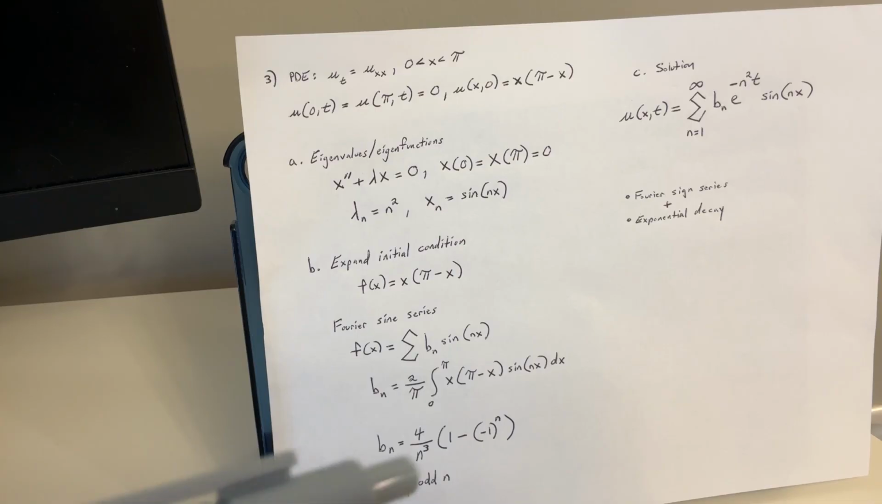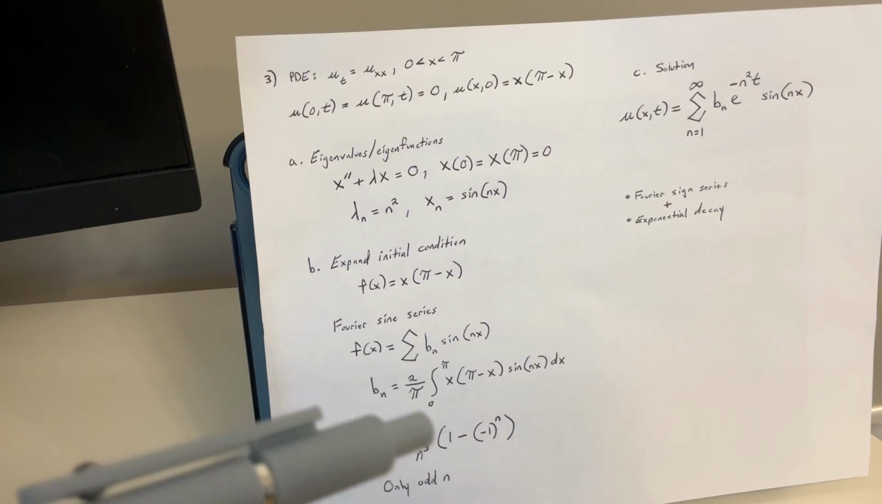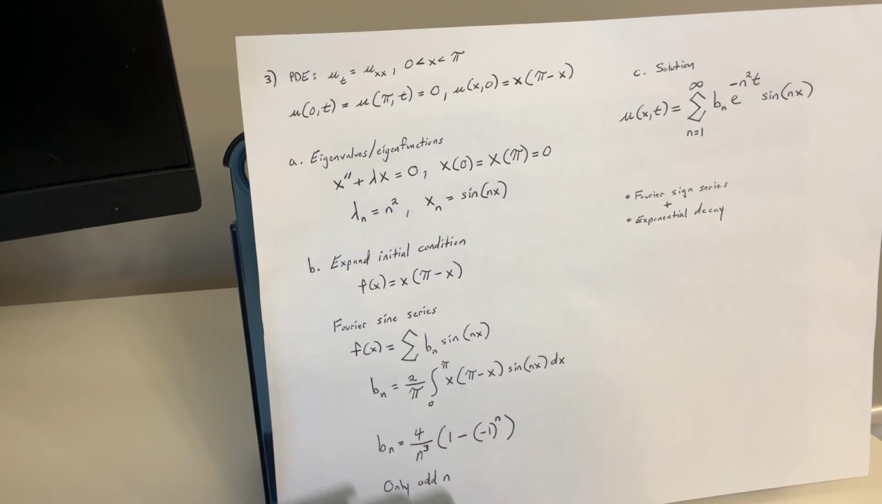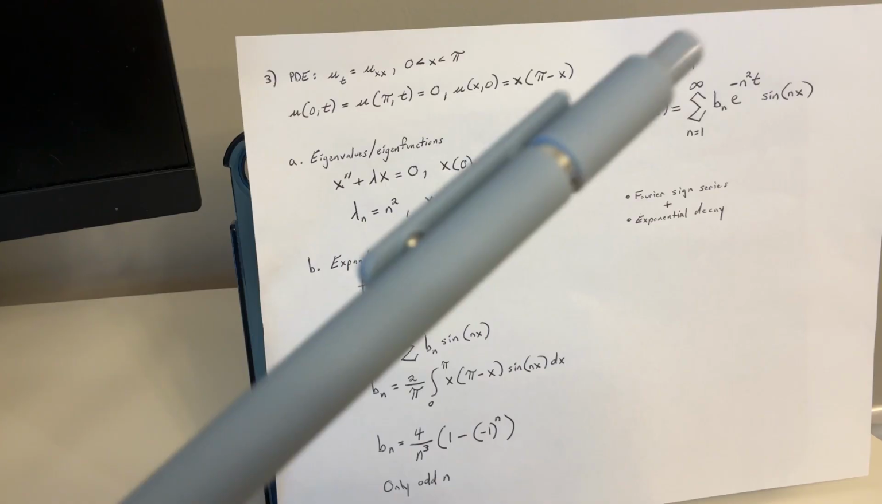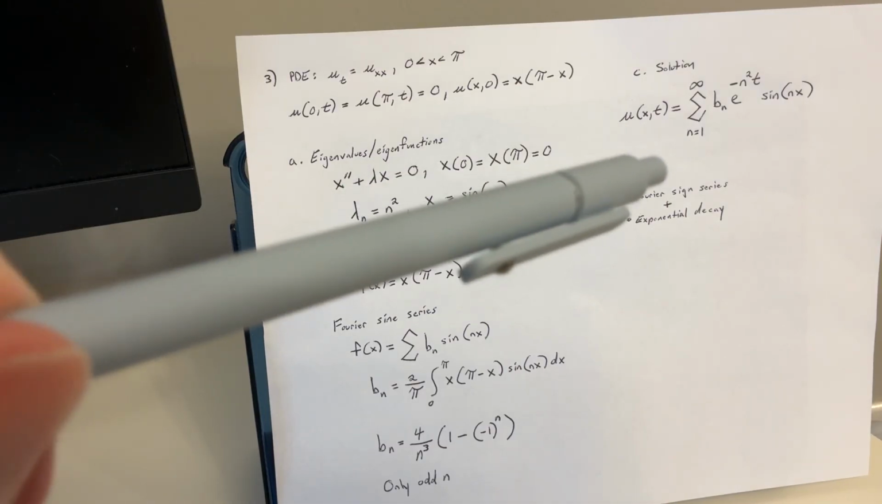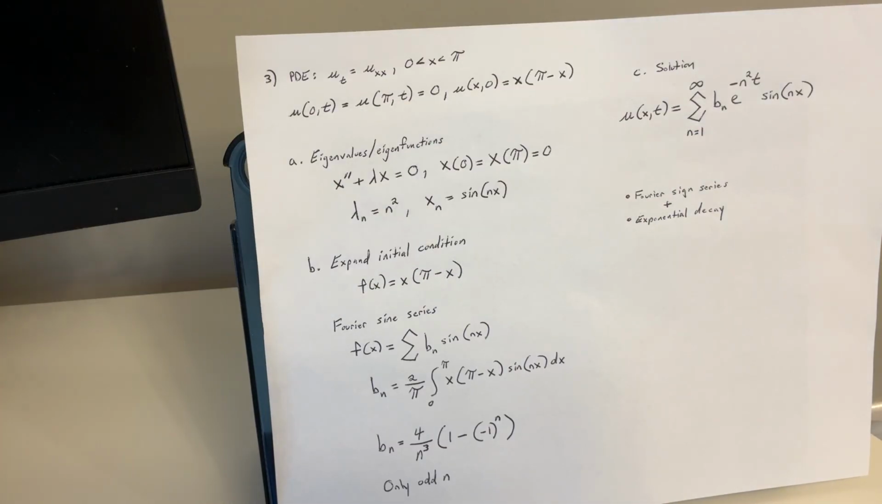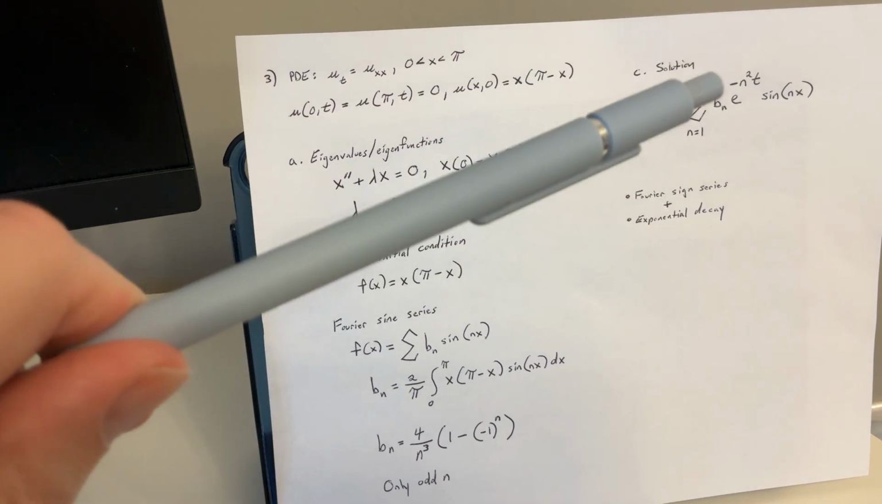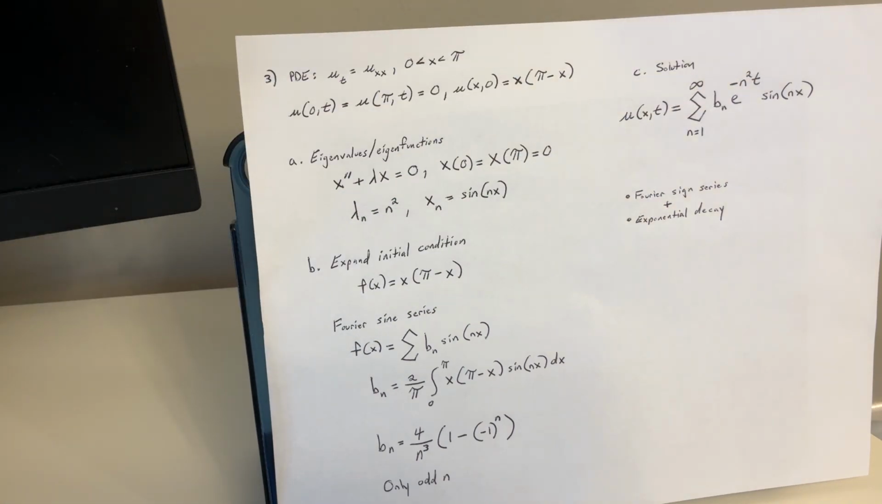So this is only for odd numbers of n. Odd numbers is what that works for. So the solution, u of x,t is going to equal the sum from n equals 1 to infinity of b sub n, and we change this from knowledge of Fourier, this could be e to the negative n squared t, sine of nx. And think about where that comes from.